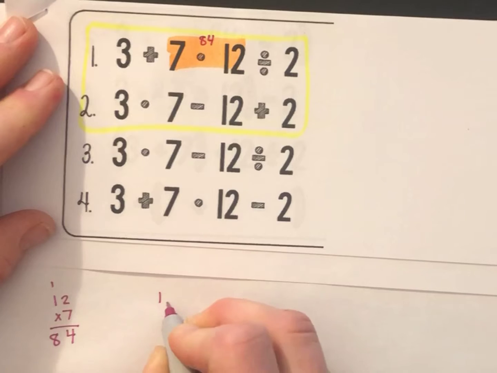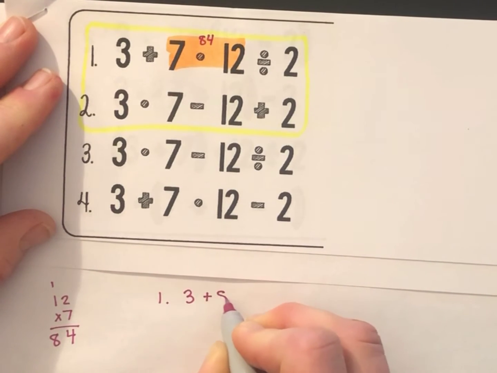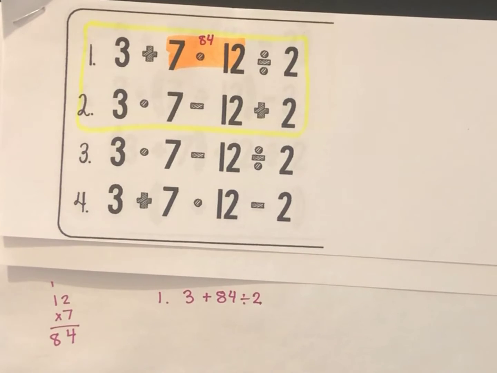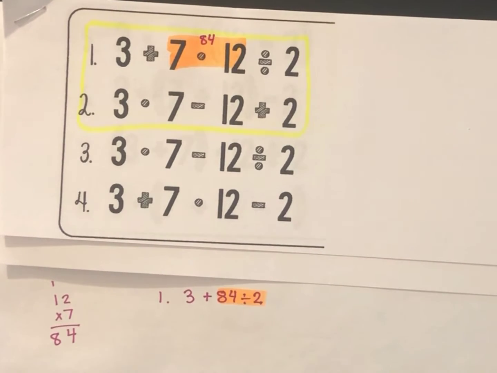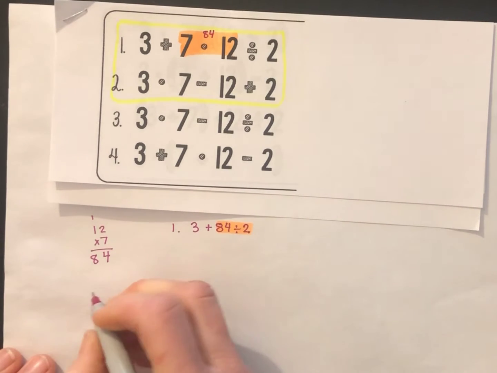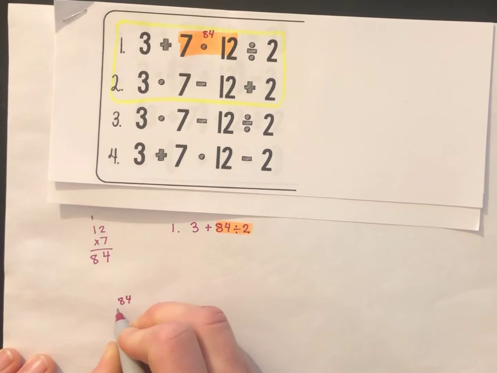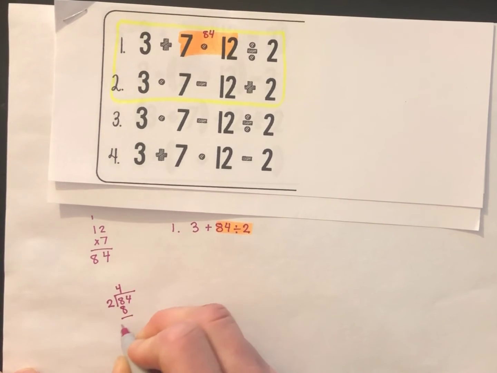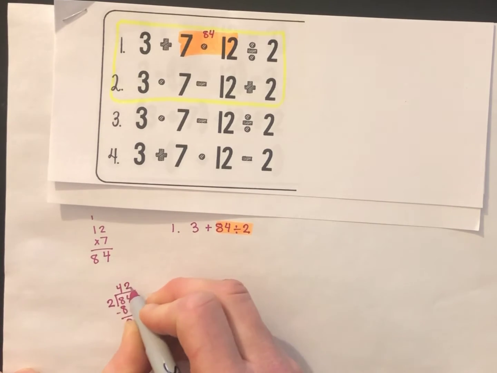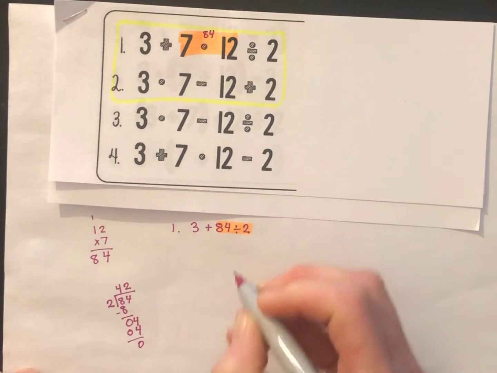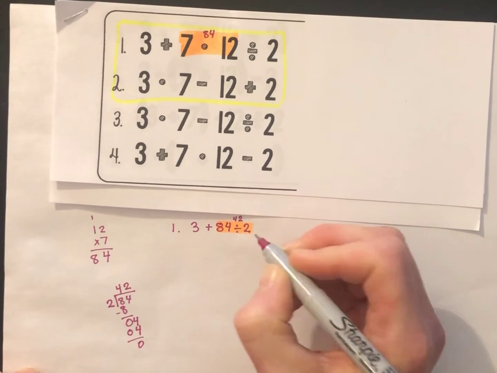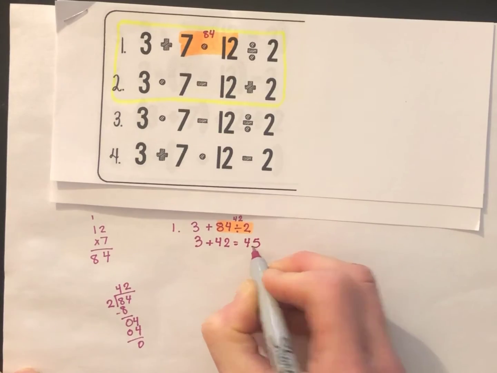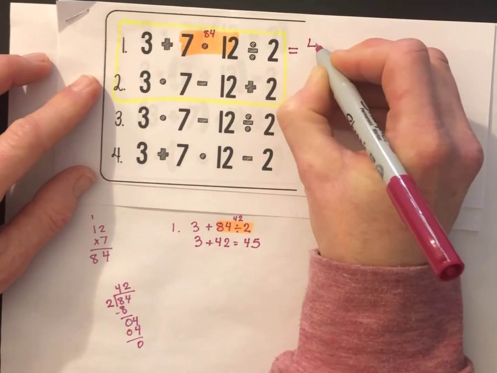And then I'm going to come down here and I'll write the rest of the steps. This way I can make sure I get everything correct when I write out all my steps. 3 plus 84 divided by 2. Division comes before addition, so I'll do 84 divided by 2 next. Let me divide that out. 84 divided by 2. 2 goes into 8 4 times. 0, 4. 2 goes into 4 2 times with no remainder. So 84 divided by 2 is 42. So I have 3 plus 42. Well, that's easy. 45. So number 1 is 45.